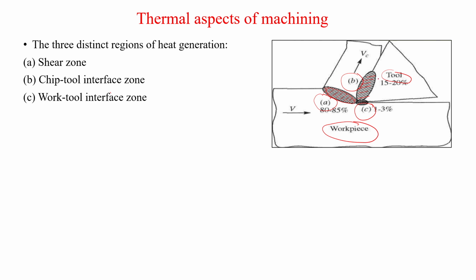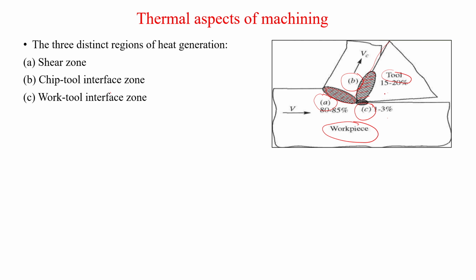Second, now the chip has been formed, plastically deformed and sheared. Now the chip flows on the rake surface. This is the rake surface. The chip flows with a velocity Vc on the rake surface, and the region on which the chip flows is called the chip tool interface zone. And third, there is also a contact between the machined surface and the tool. There is always a contact between the workpiece and the tool, therefore we are applying a clearance angle, right?